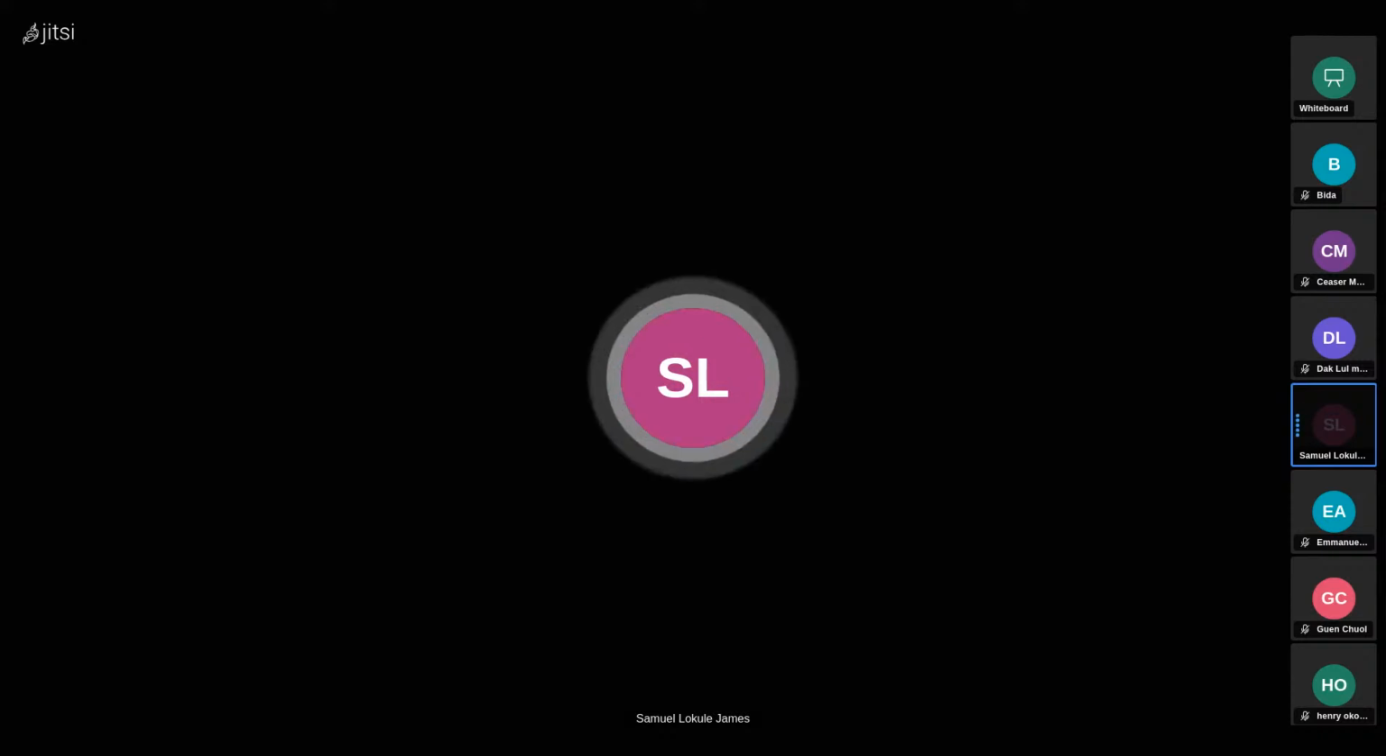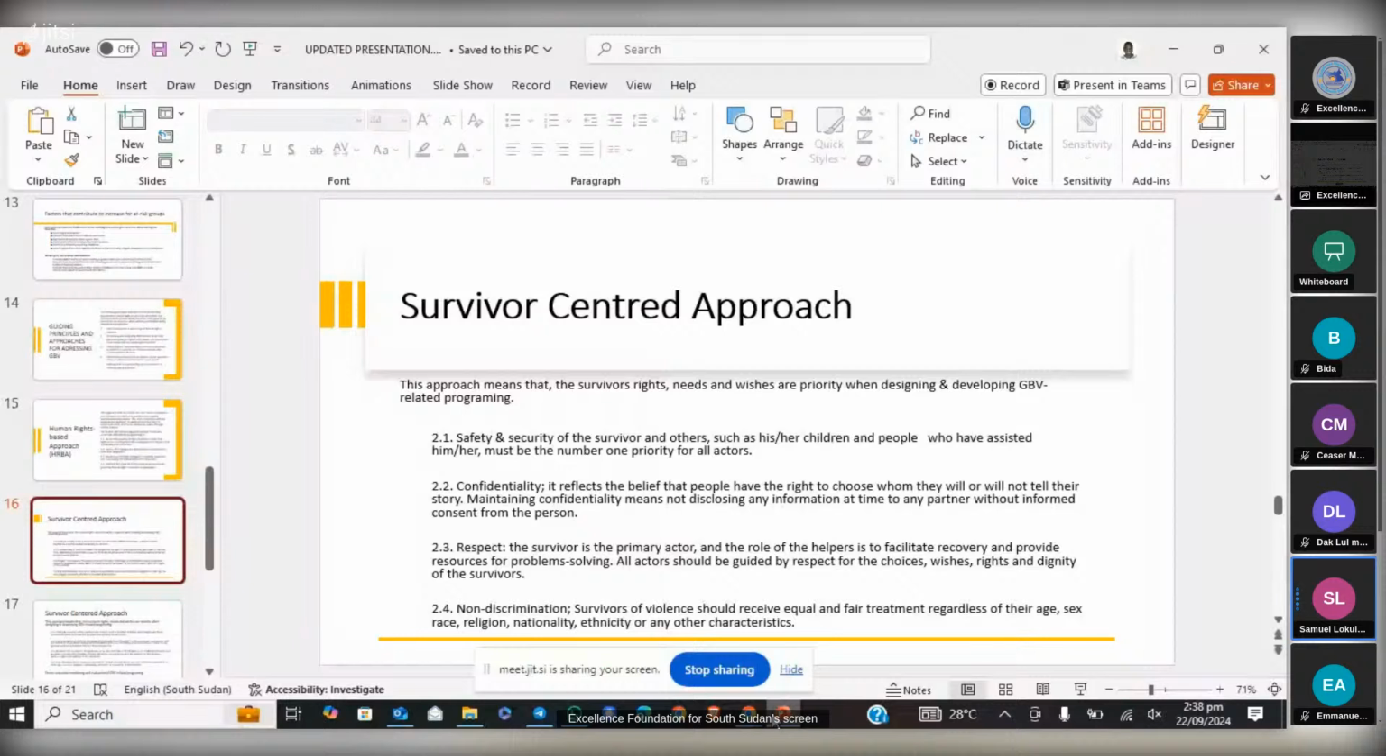So when you're doing the survivor-centered approach, there are a few things that you need to consider. Bullet 2.1 says safety. The safety and security of the survivor and others, such as his or her children and people who have assisted him or her, must be a number one priority for all actors.